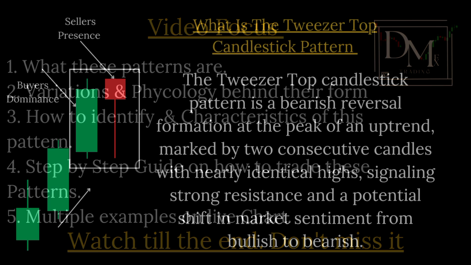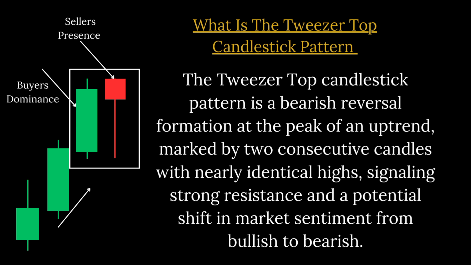So what is a Tweezer top candlestick pattern? The Tweezer top candlestick pattern is a bearish reversal candlestick formation at the peak of an uptrend, marked by two consecutive candles with nearly identical highs, signaling strong resistance and a potential shift in market sentiment from bullish to bearish.